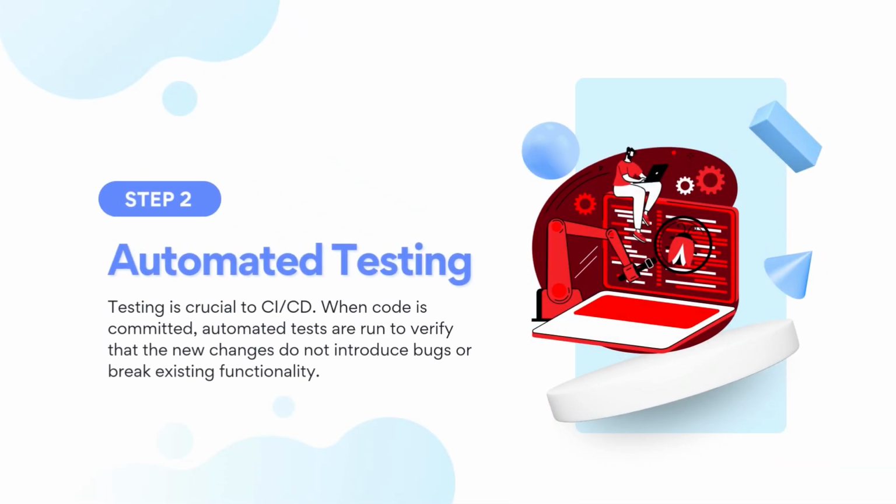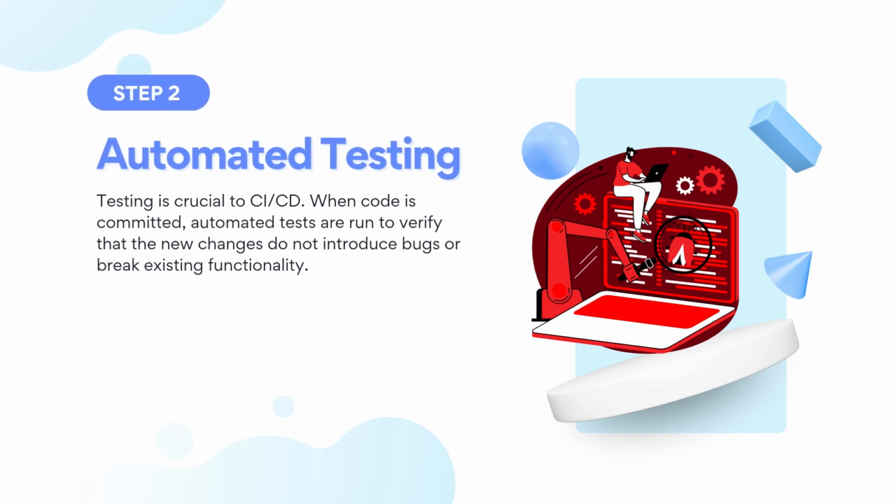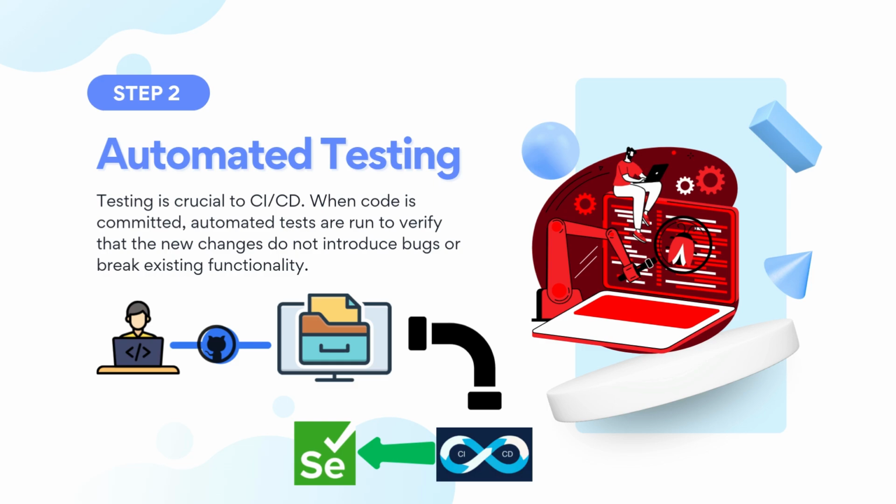Then comes the automated testing. Testing is crucial to CI/CD. When code is committed, automated tests are run to verify that the new changes do not introduce bugs or break existing functionality. We will do unit testing, integration testing, and UI testing as part of this stage. Tools like JUnit and Selenium help us automate these tests. Whenever a commit happens, automated testing steps are triggered to ensure the reliability of merged code changes.